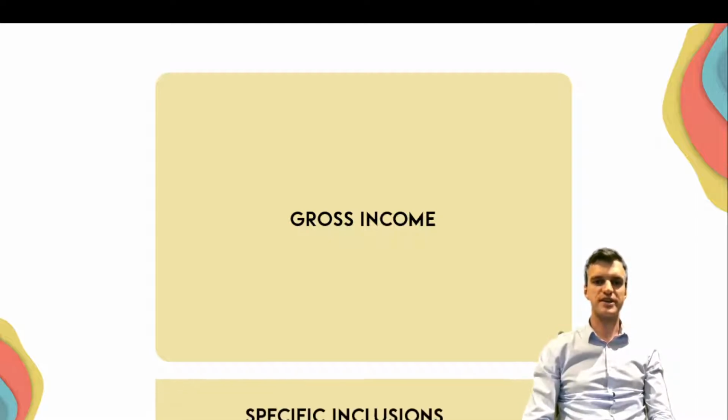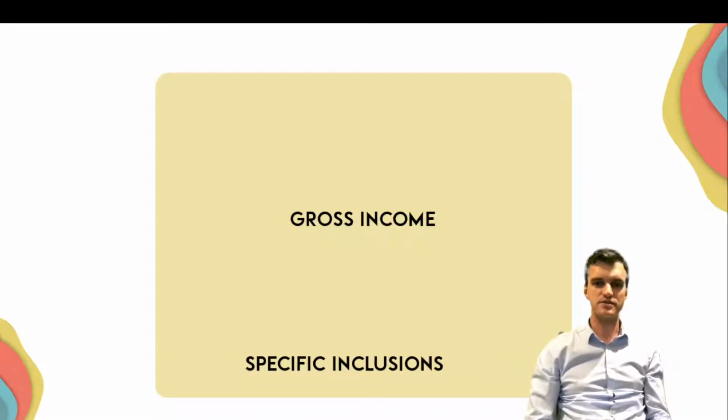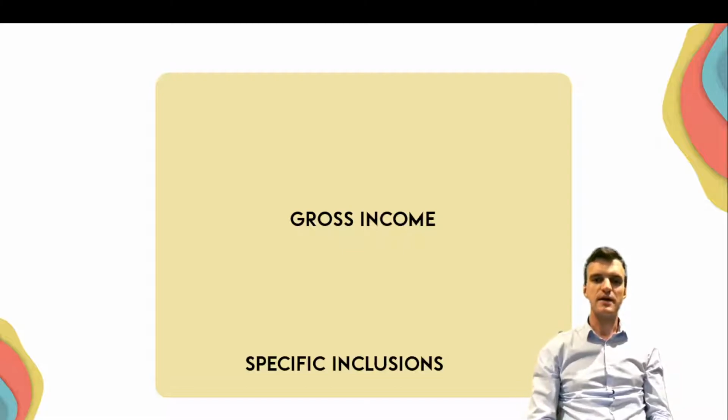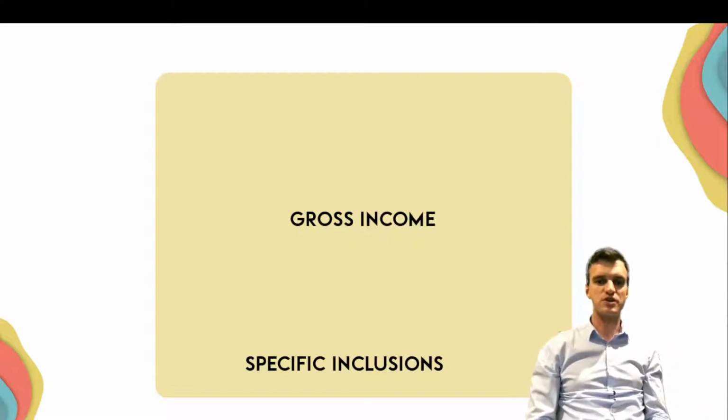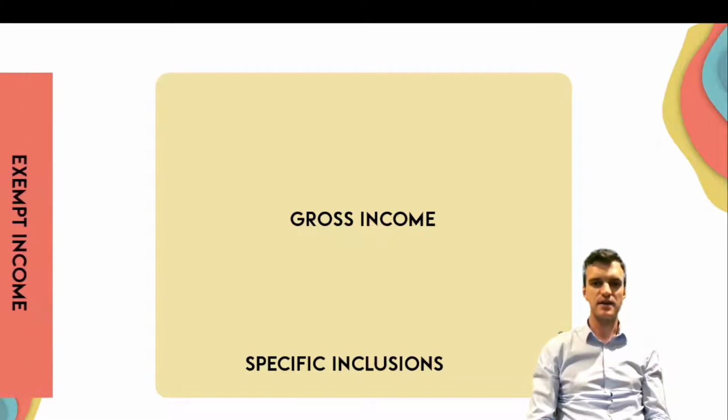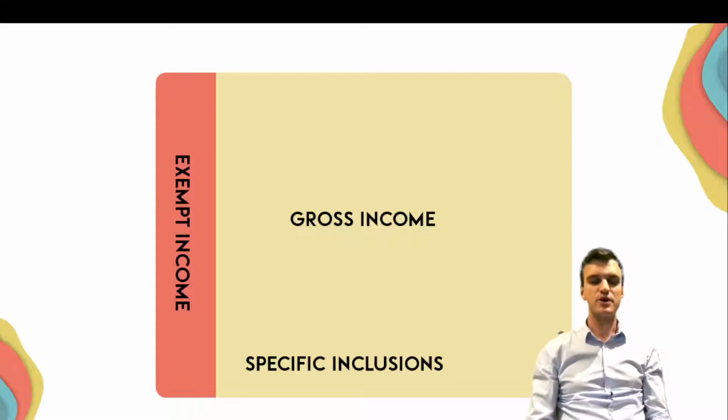So there's gross income, which is income that falls under the definition provided for in the Income Tax Act, and which we're going to have a look at later. Then there are specific inclusions, which are items that do not fall under that definition, but which are specifically included according to the provisions of the Income Tax Act. Then there is exempt income, which is income that does fall under the definition of gross income, but which is specifically exempted in terms of other provisions of the Income Tax Act.